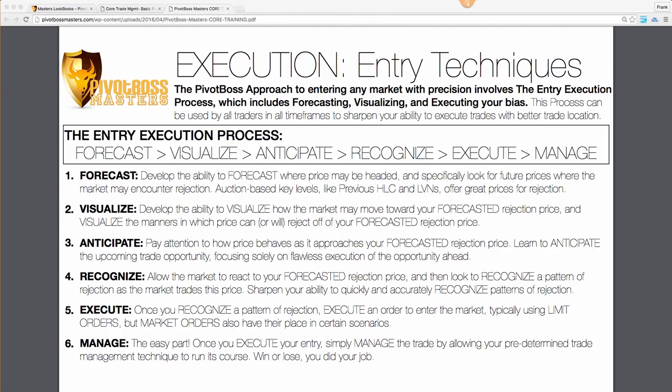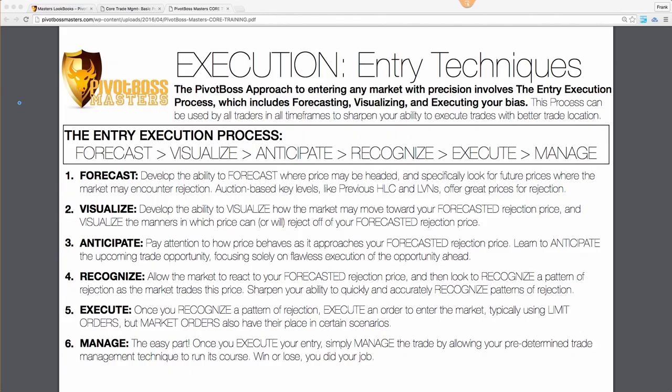Recognize, this is all about pattern recognition. First you allow the market to react to your forecasted rejection price, and then you look to recognize a pattern of rejection as the market trades this price. Look to sharpen your ability to quickly and accurately recognize patterns of rejection. So if you know that there's certain types of rejection that you love to trade, then you sit and you wait for that pattern to reveal itself. If it does not, then you don't have to trade.